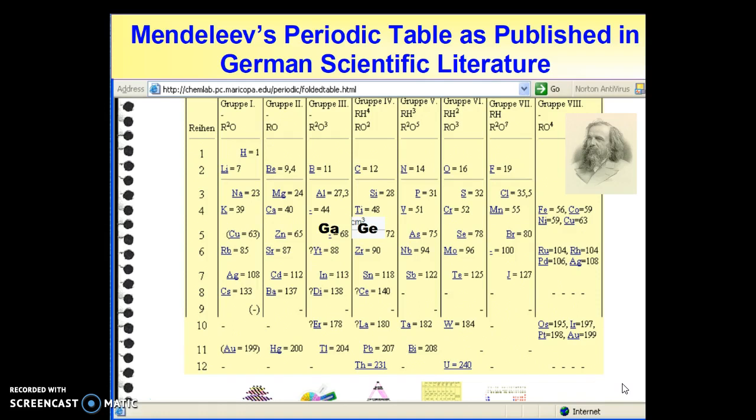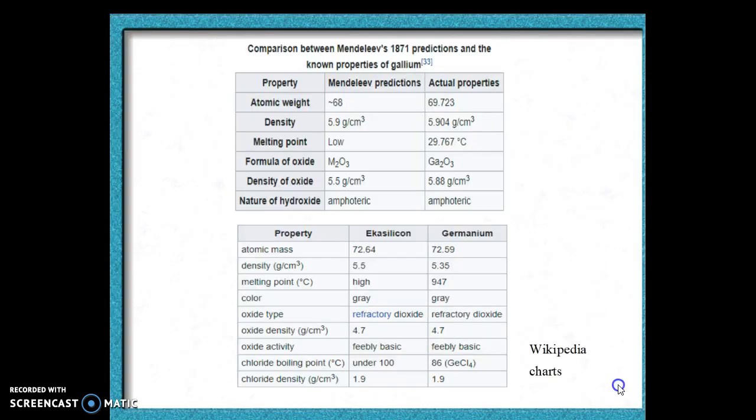Within just months, the folks in Germany and in France had discovered both elements, gallium and germanium. And if you look here at a Wikipedia chart that shows Mendeleev's predictions on the left for both of these elements, and the actual properties of the elements as discovered just a few years later, amazing correspondence. In other words, his theory had made accurate predictions.